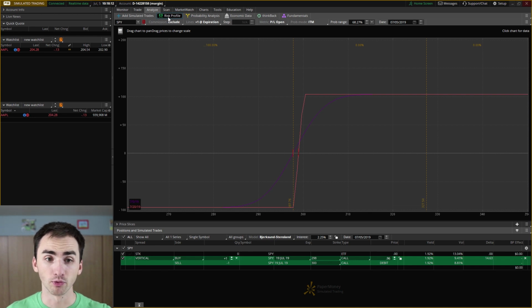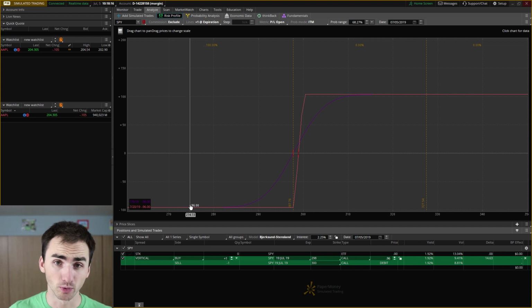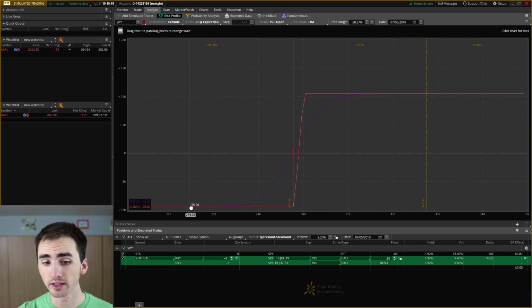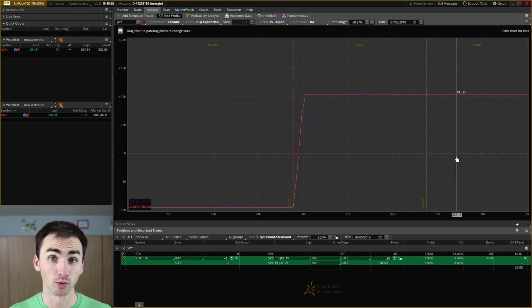So if we look here at the risk profile, down here our max risk on the trade would be how much we pay for it, that $95 or $96, and then up here our max potential profit would be $100. So this would be about a 1-to-1 ratio on that call debit spread. And keep in mind that our theta will be about even, and so this can be a really good setup to do.